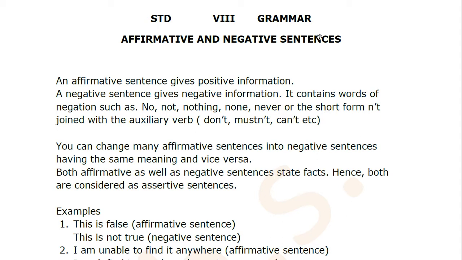Do is positive. Okay, same way must. Must is positive, but if you add n't, it becomes negative. So it's the same with can. Can, you add n't and it becomes can't, which is a negative word.